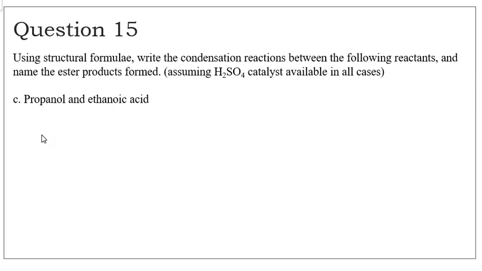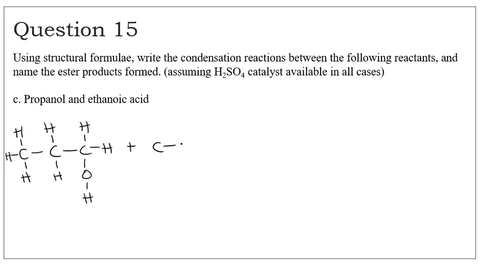So propanol, 1, 2, 3, OH. I don't have any particular reason for drawing it like this. I just feel like I'm not going to have enough room. Okay, that's propanol, 3 carbon. Ethanoic acid. So you have 1, 2, double bond. And then we have 1 here, 1 here, 1 here.